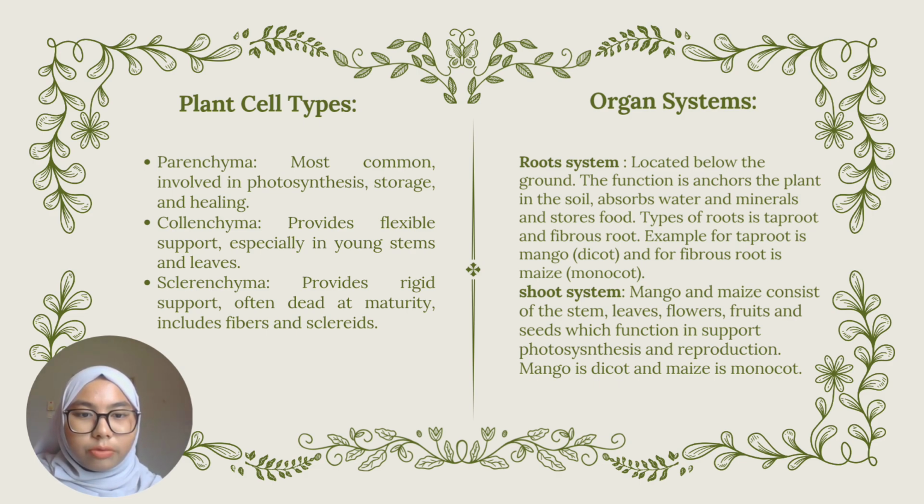The root system anchors the plant in the soil, absorbs water and minerals, and stores food. Types of root are taproot and fibrous root. An example of taproot is mango. Mango is a dicot, and for fibrous root it is maize. Maize is a monocot. For the shoot system, mango and maize consist of the stem, leaf, flower, fruit, and seed, which function in support, photosynthesis, and reproduction.